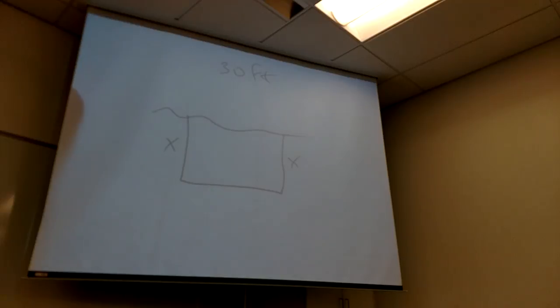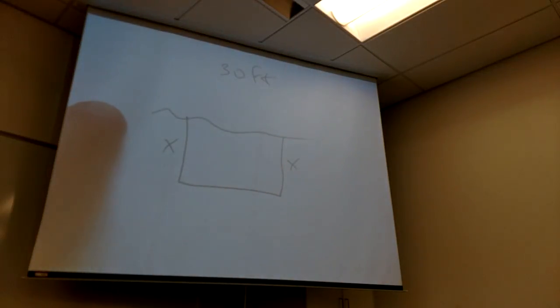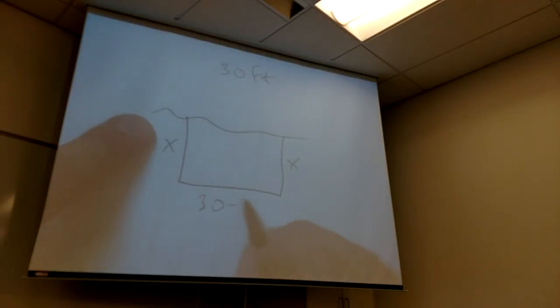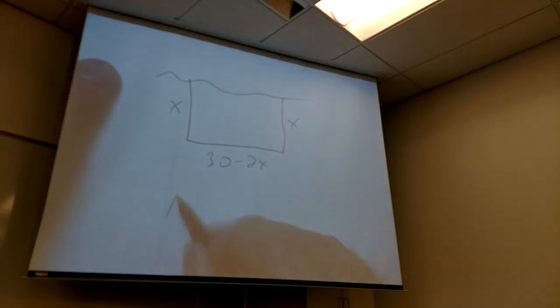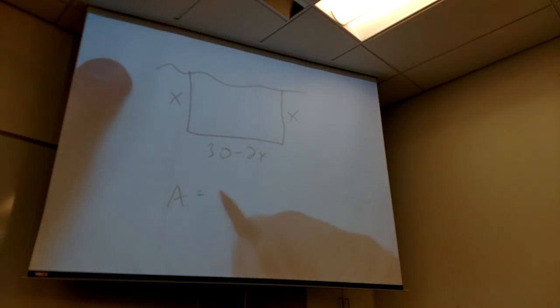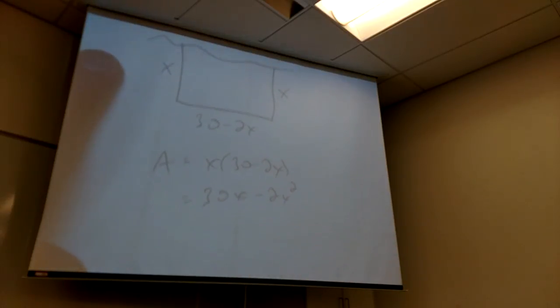Let me see if you guys can get what this is going to be. If I want to use 30 feet total, how many feet have I used so far? 2x. Yeah. So what do I have left? 30 minus the 2x I've already used. And what's the area of this? X times 30 minus 2x. So 30x minus 2x squared.